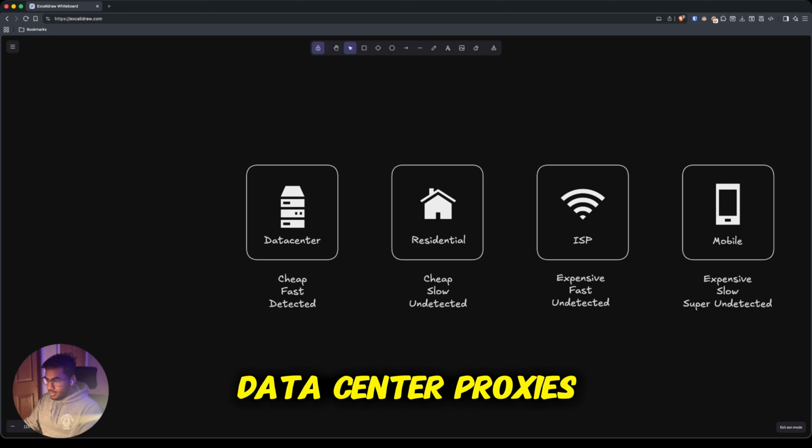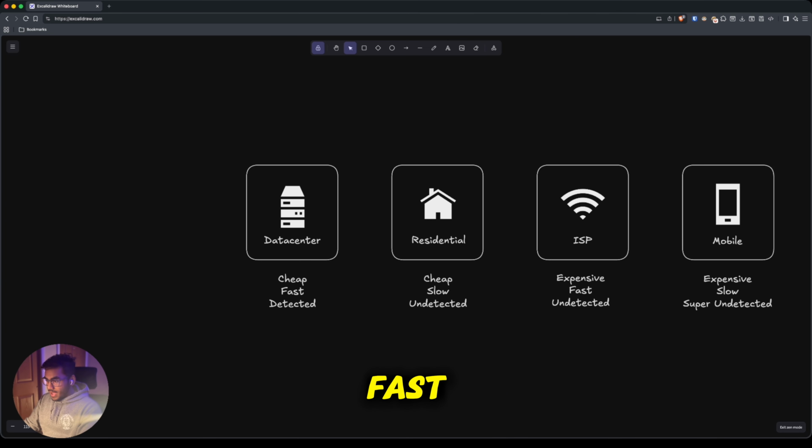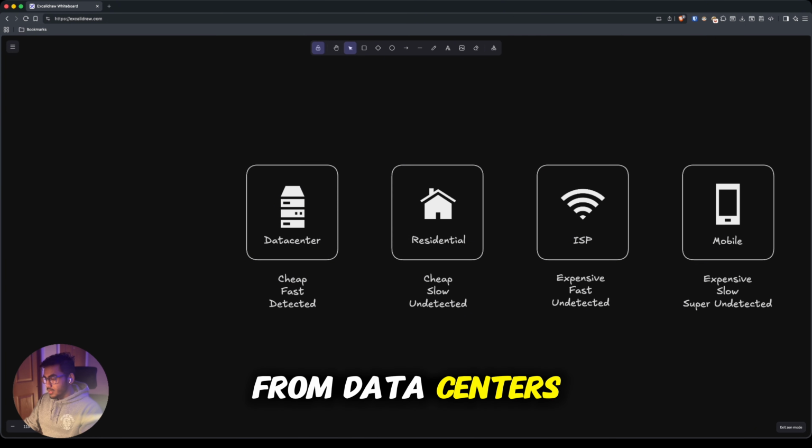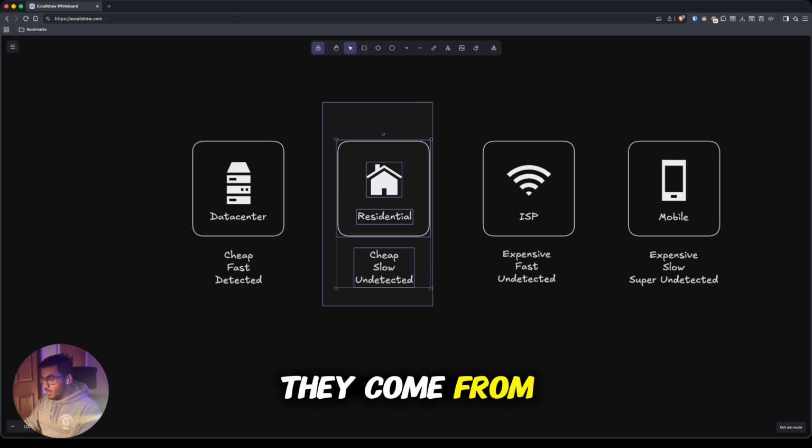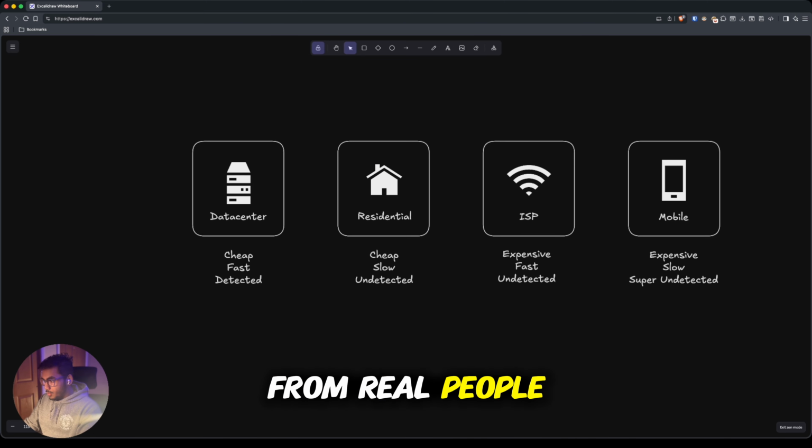So first of all, we have data center proxies. They're cheap, they're fast, and most of the times they're detected because they come from data centers. But the main pro of it is they're super fast and they're cheap. Then we have the residential proxies. They're cheap, they're slow, but they're undetected. They come from real houses around the world, from real people. The IPs come from real people.